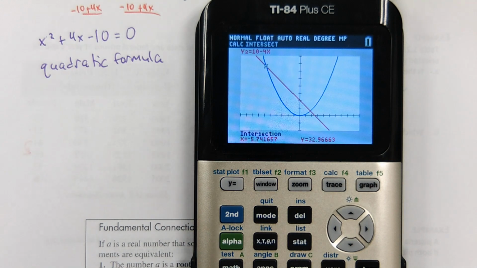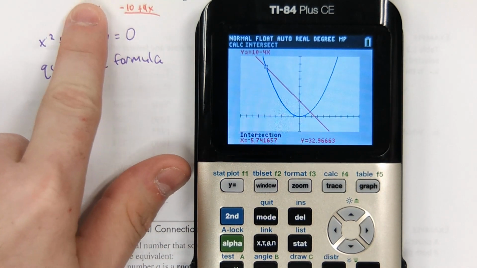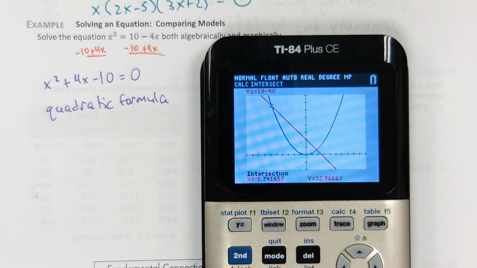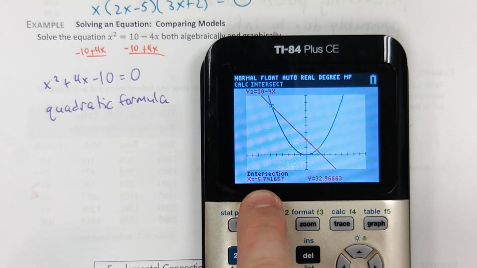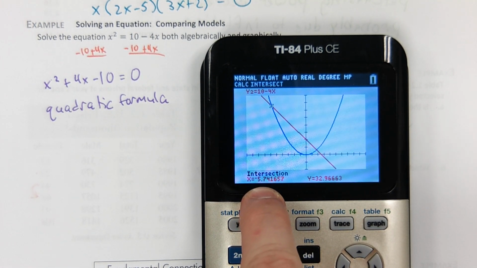We don't care about the y values because there was no y value up here. All we care about is the x. In AP Pre-Calc and AP Calculus, you're going to round to 3 decimals. So negative 5.742.